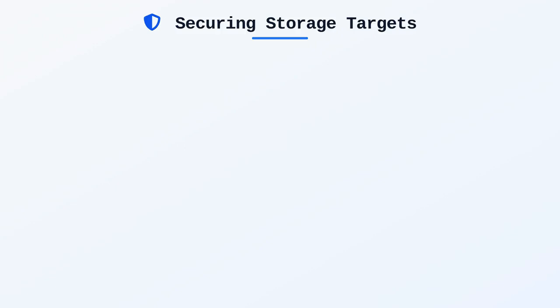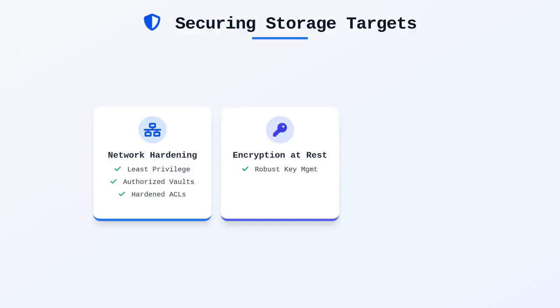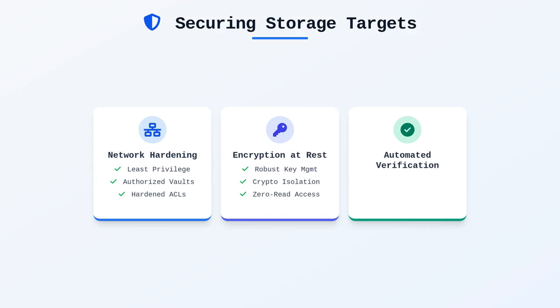Securing the storage targets where these backups reside requires a rigorous application of the principle of least privilege. We must ensure that the backup destination only accepts traffic from authenticated and authorized vault servers, typically restricted via hardened network access lists. Beyond simple network visibility, the data residing on these targets must be encrypted at rest, utilizing robust key management routines to safeguard the encryption keys themselves. If an attacker gains access to the backup files but lacks the cryptographic keys managed through your key management system, the data remains unreadable.